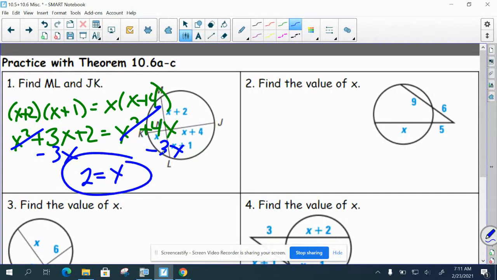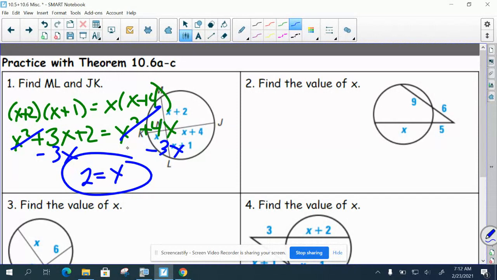Now that's great, but they asked us to find what ML and JK are. So ML and JK are not going to be congruent. They would only be congruent if they were both diameters. And we're also not saying that these are bisectors. Clearly, these are not bisectors. This would be a bisector if it was a diameter, but we don't know if it is.